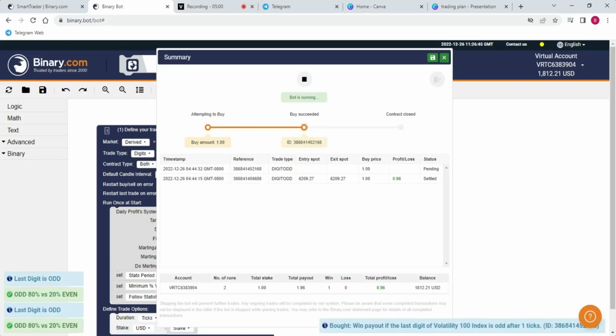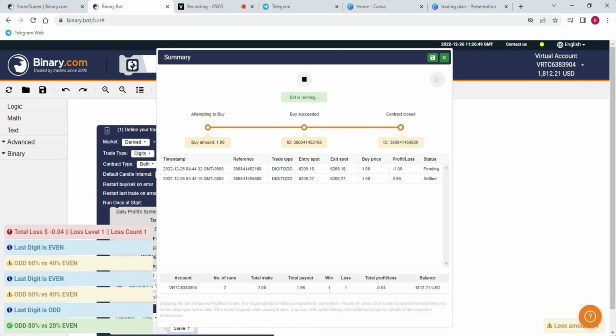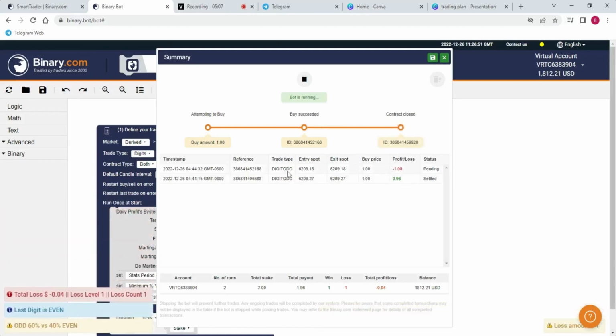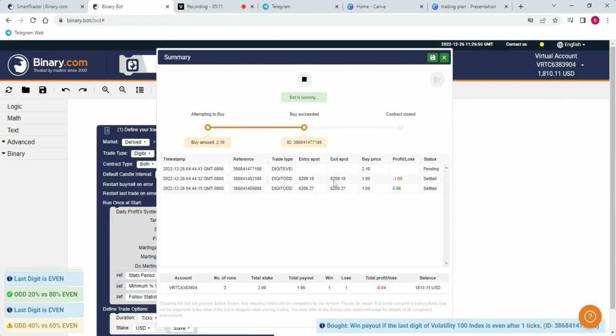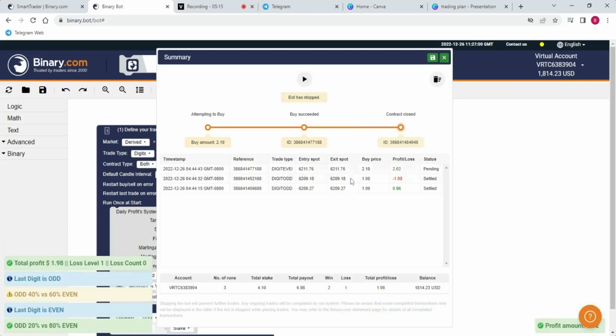Let's see. It has gotten it. It has lost because it's odd, right? It's odd, so it had to lose. Okay, this even it has gotten. So this is the pattern I was trying to talk about.